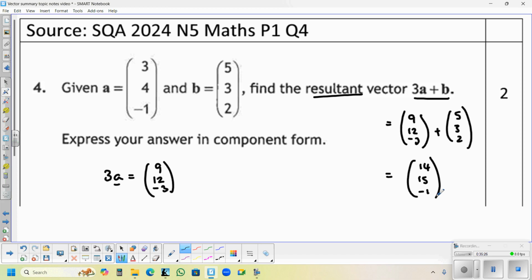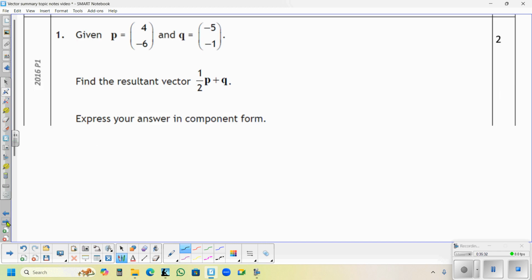So vector questions like that, they are a gift question. They're dead easy. Just learn all of the wee bits that you need to know. There's another one. Okay, and that was 2016, but a similar type of question.